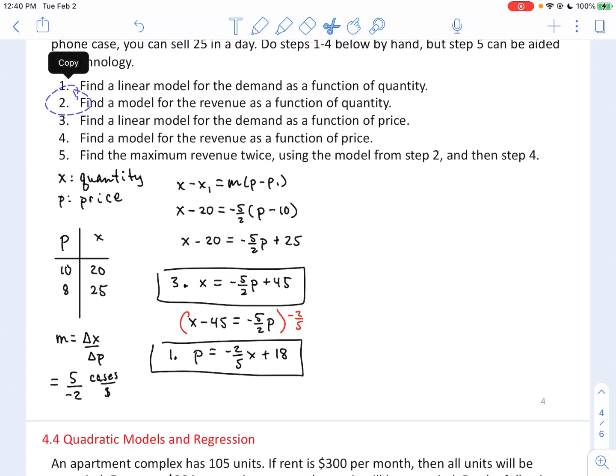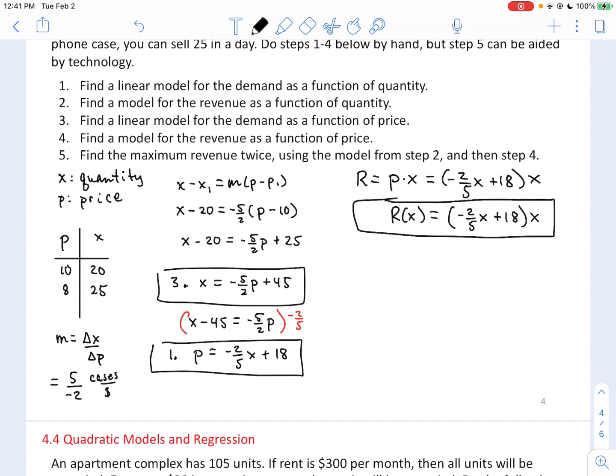Item 2, find a model for the revenue as a function of quantity. Now revenue is price times quantity. If we want revenue as a function of quantity, then I want only x's over here, no p's. So I would do a substitution: I would change the price to negative 2/5 of x plus 18, and then multiply that by the x. This is revenue as a function of x. You could distribute the x if you want, or you could leave it factored out. And this answers question 2.